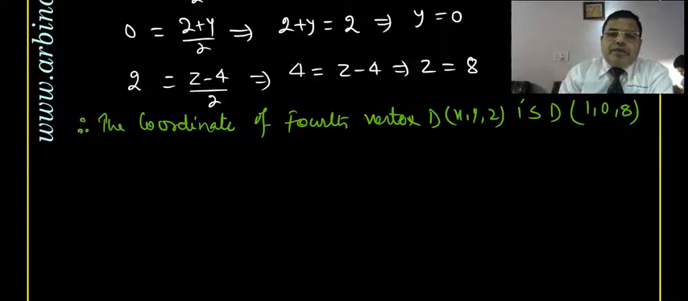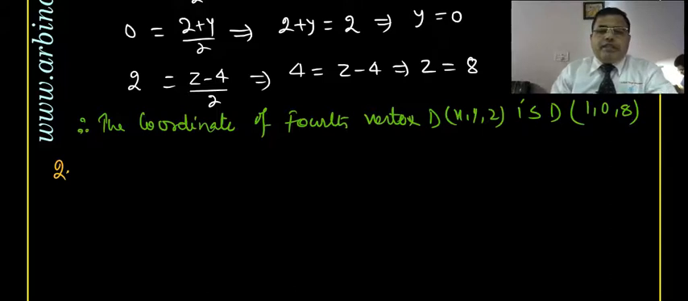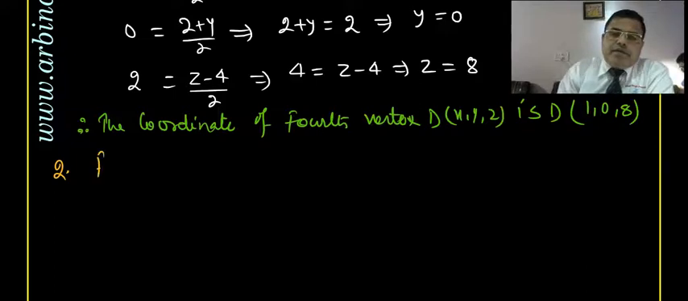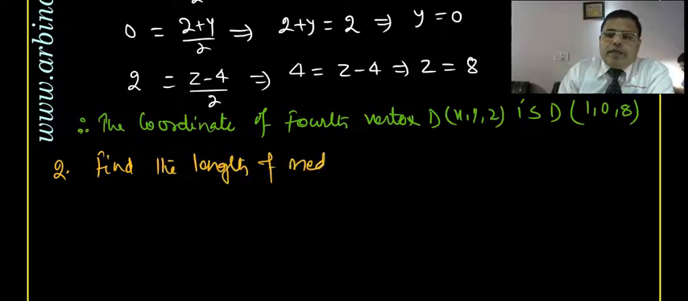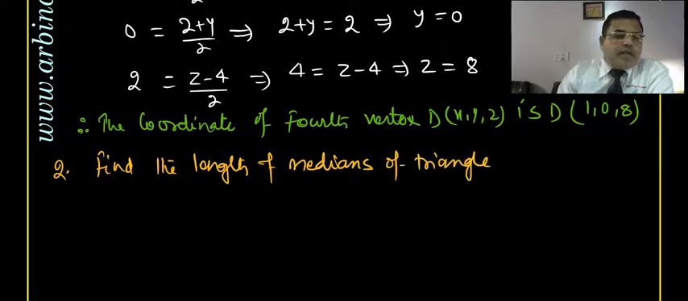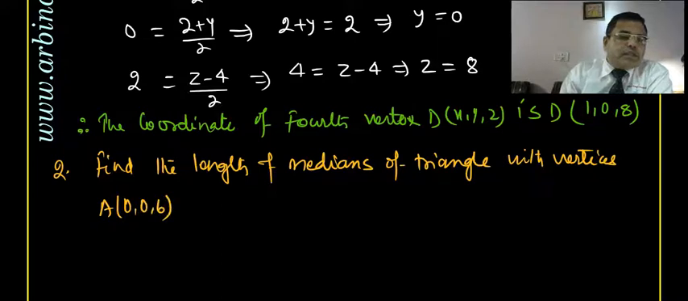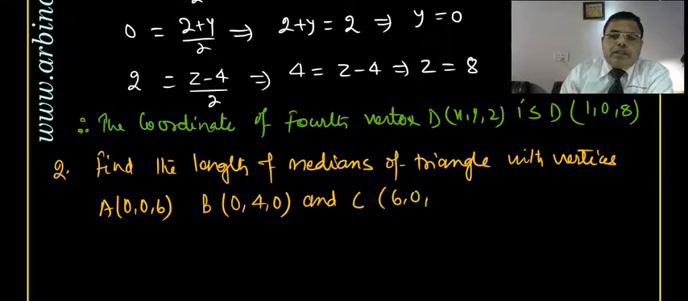Now we are looking at the second question. What is the second question? Find the lengths of the medians of the triangle with vertices A (0, 0, 6), B (0, 4, 0), and C (6, 0, 0).